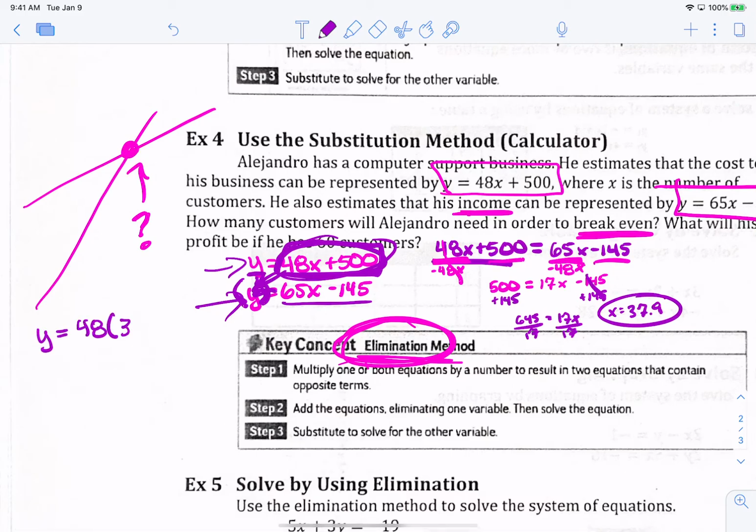48 times 37.9 plus 500. So take 48 times 37.9 and add 500 to that. What is the y? 2319.2. Yeah. Okay, there we go.